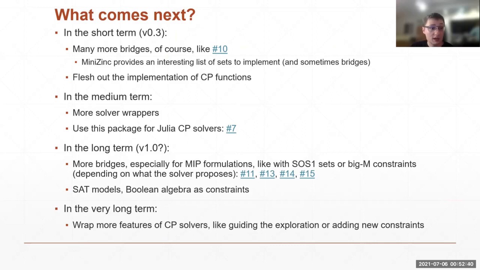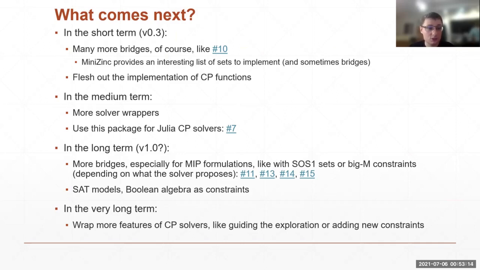In the medium term, it will be better to have a lot more solver wrappers available so that you have more flexibility in the way you solve your problems. And that also involves using this package for Julia CP solvers. In the long term, it would be useful to bring more redundant bridges so that you have more, for example, MIP formulations, so that if you have a solver that proposes SOS1 sets, you don't have to rely on big M constraints to get better performance.